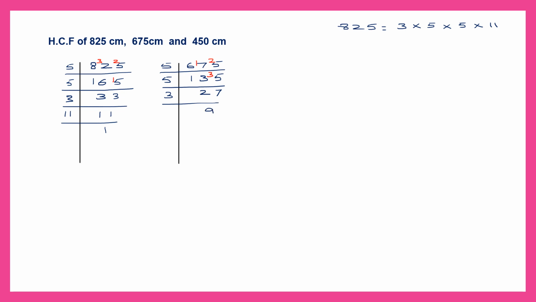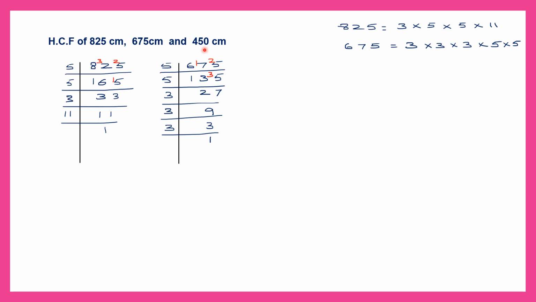3 nines are 27. Let's continue again with 3. 3 threes are 9. Again with 3. 3 ones are 3. So now we have the prime factors of 675, which is, now let's start with 3. 3 into 3 into 3 into 5 into 5. So we finished with 675.